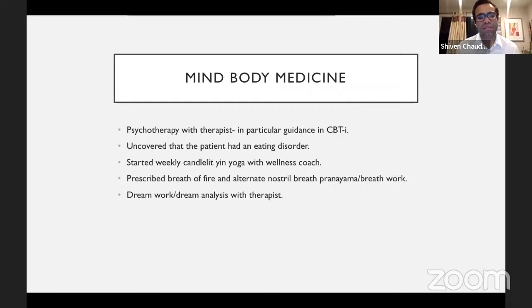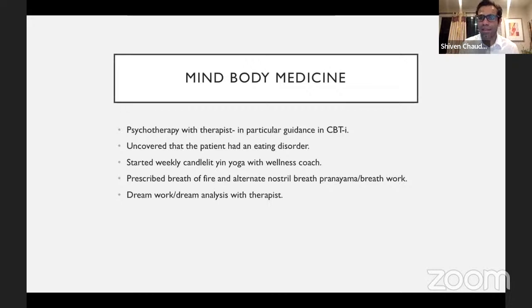Now, the other thing that she did as part of the mind-body medicine practice was something called dream work and dream analysis. This is not a standard thing. This is only something that we do in our practice. And shortly when I come to CBTI, I'll explain why we use a lot of dream work and dream analysis.